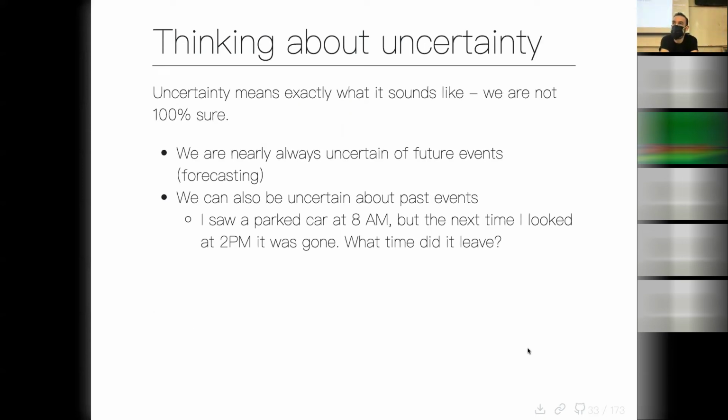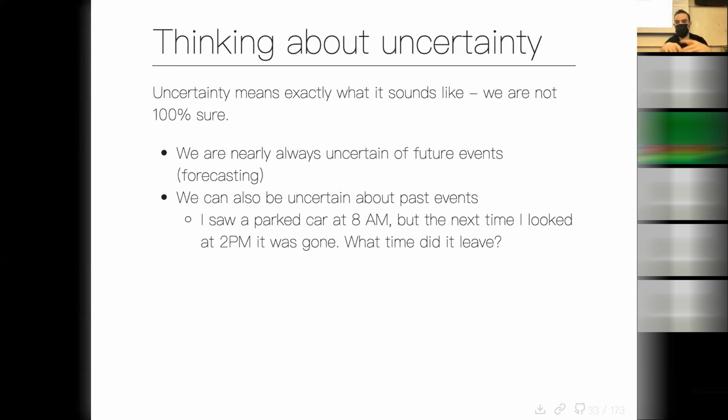Okay, thinking more about uncertainty. So now we're moving away from error bars, and we're going back to the topic of uncertainty generally, okay? Uncertainty means exactly what it sounds like, right? We're uncertain. We're not 100% sure about the thing, whatever it is, okay? We're essentially always unsure about future events because they haven't happened yet, right? That's obvious. But we're also very regularly uncertain about past events.